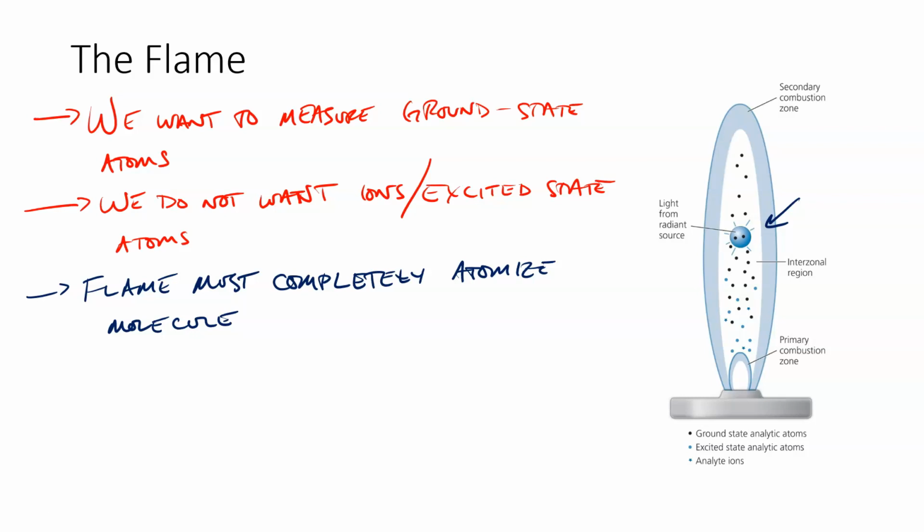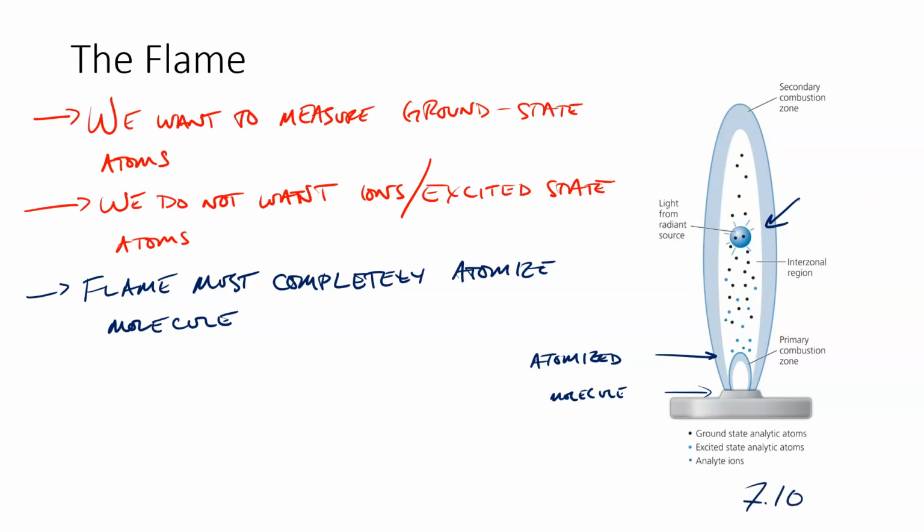Hopefully what's happened from the point of origin of the flame, right? Here we start with our molecule. So let's sort of draw this in. Here we have our molecule. Hopefully after this primary combustion zone, it's been atomized. Right? So no molecules anymore, only our elemental atoms. In this example here, they've color-coded for us the difference between ions and excited state and ground state. And so if you can't see this very well, take a look in your textbook. This is figure 7.10.